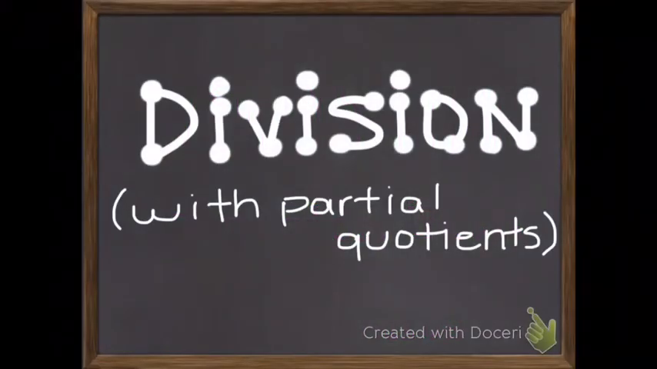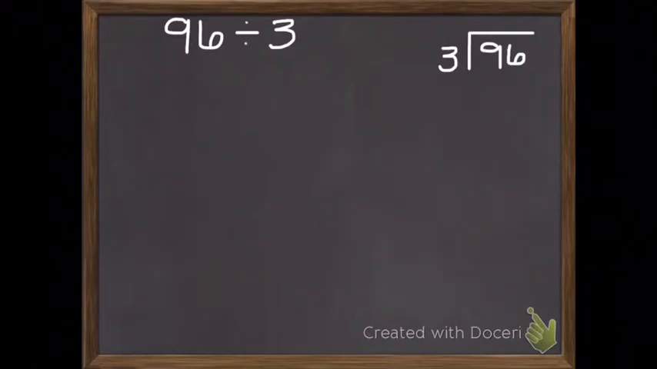Okay, today we're going to review division with partial quotients. Two of the ways that we've learned to show partial quotients are with an area model and also showing partial quotients on a big 7, which is basically the expanded algorithm for division. So let's get started. The first problem we're going to do is 96 divided by 3.